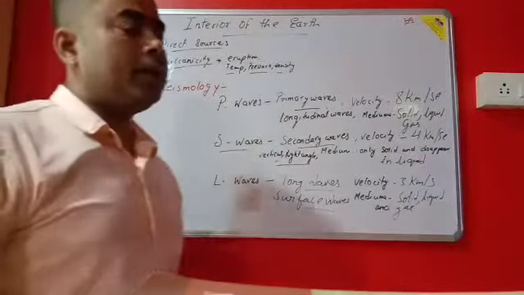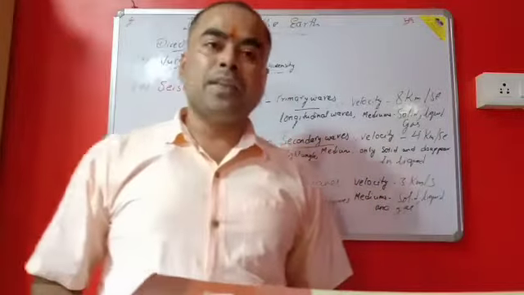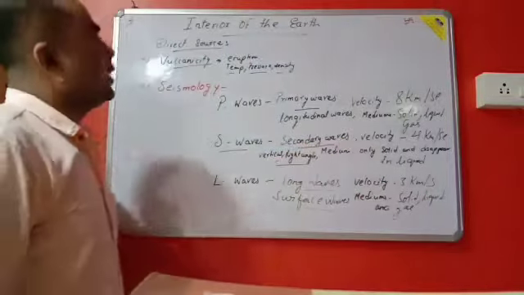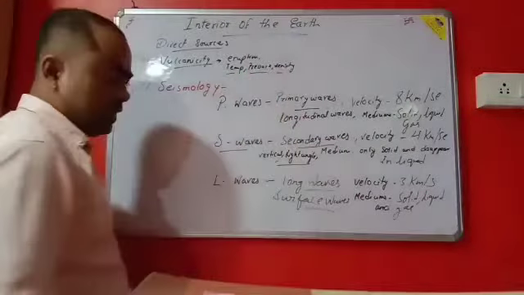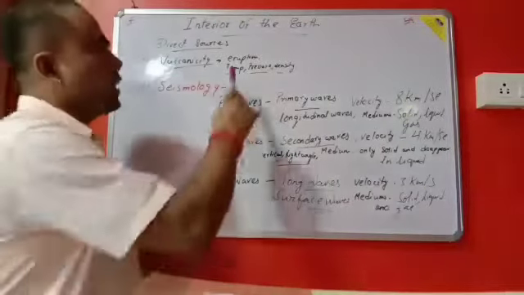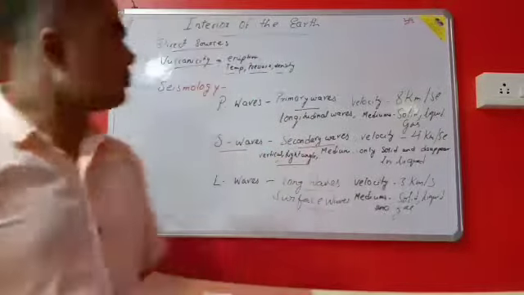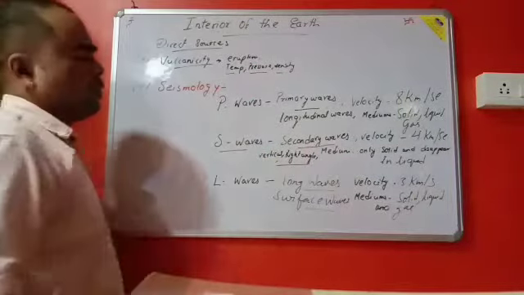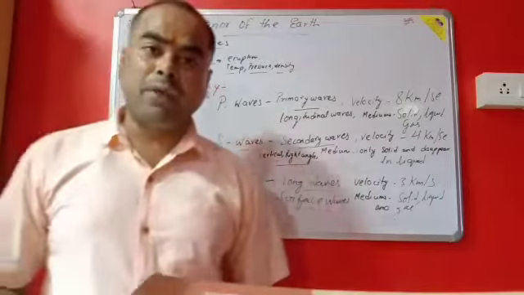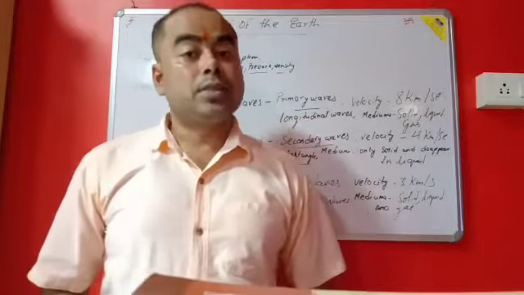As I have told you already, whenever there is a volcanic eruption, some materials come out with it. By testing their temperature, pressure and density, whatever the materials coming out from the volcano, we can know about the interior of the earth. Now, second is seismology. What is seismology? As I have already discussed, the study of seismic waves is called seismology.